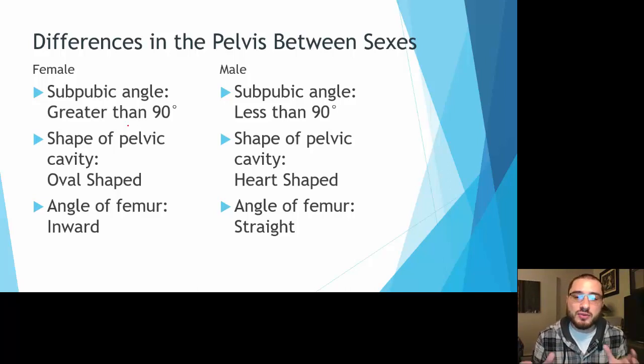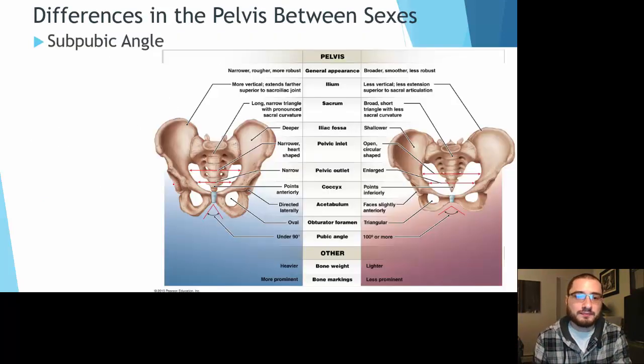Also, the angle of the femur, so when we look at those thigh bones, we see that in females, it's more of an inward angle, and males have more of a straight angle to their femur. Here we're looking at the pubic angle. Okay, so in males, it is a lesser angle, and in females, it is a greater, more obtuse angle to it.